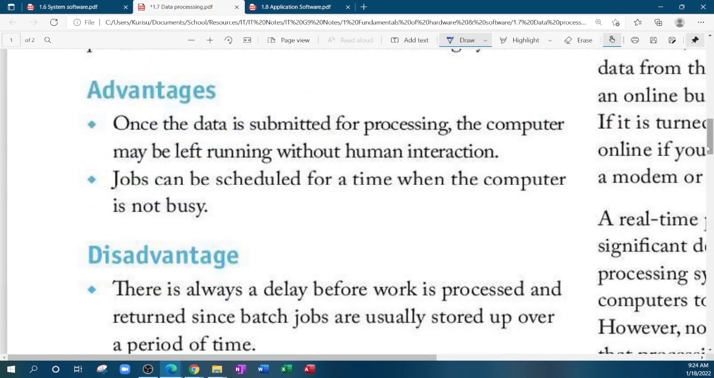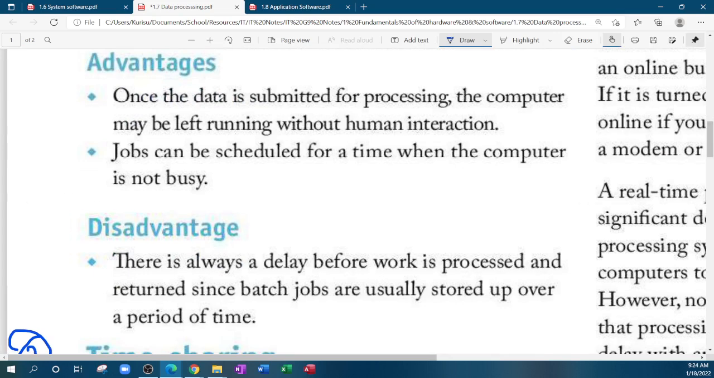Now, what are the advantages and what are the disadvantages of batch processing? Balkasoon, could you read that for us? Yes, sir. Advantages. Once the data is submitted for processing, the computer may be left running without human interaction. Jobs can be scheduled for a time when the computer is not busy. Disadvantage. There is always a delay before work is processed and returned since batch jobs are usually stored up over a period of time. Great.